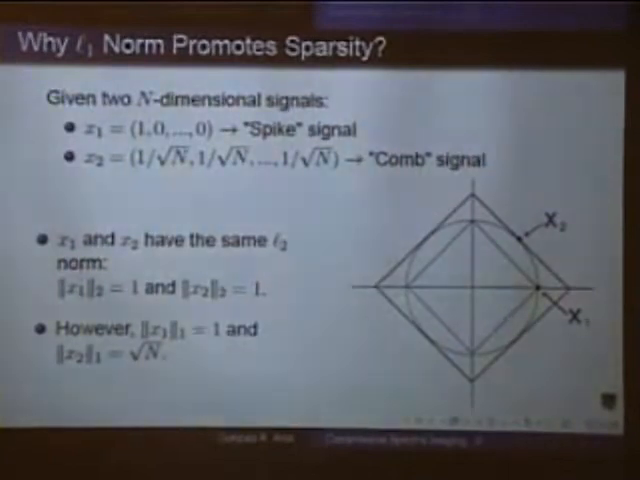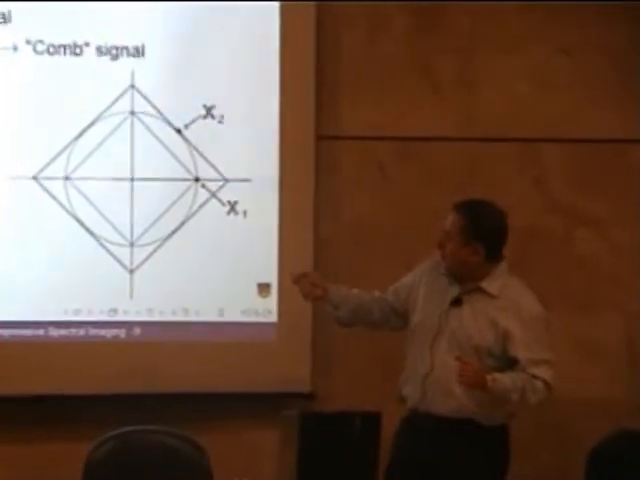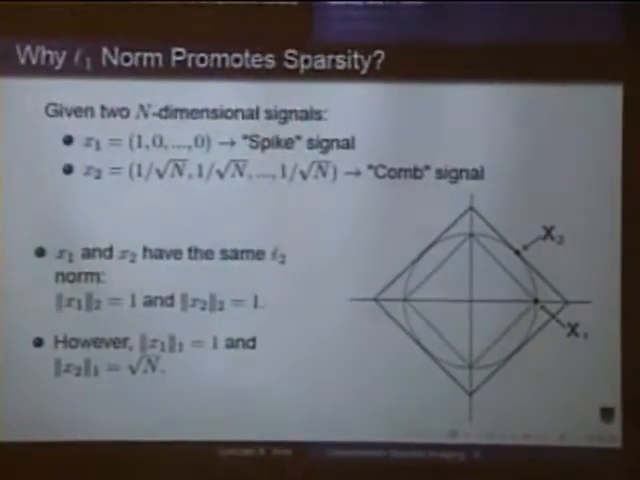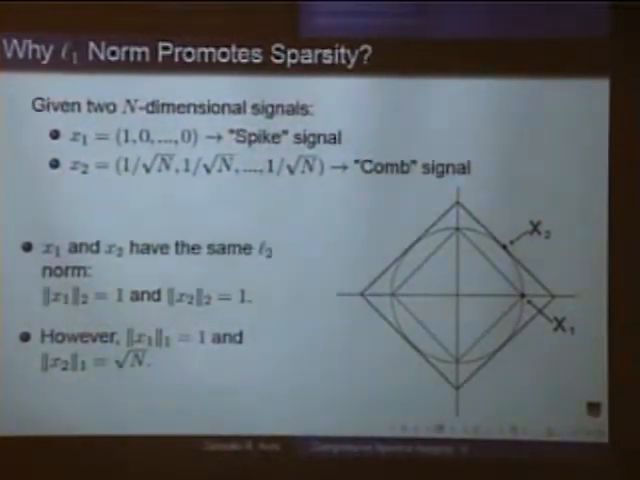And this is one example. Suppose you have this vector: 1, 0, 0, 0, 0. It's just one element of 1, and everything else is 0. It's called a spike signal. Or you have this signal that's 1 over the square root of n, 1 over the square root of n, the whole thing. Not sparse at all, right? You would agree that you have elements there everywhere. So if you take the L2 norm of these two vectors, the L2 norm of x1 is 1, and the L2 norm of x2 is also 1. So they have the exact same L2 norm, even though they have very different sparsity characteristics.